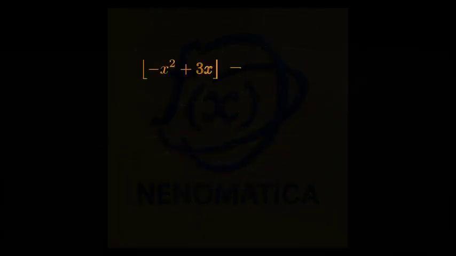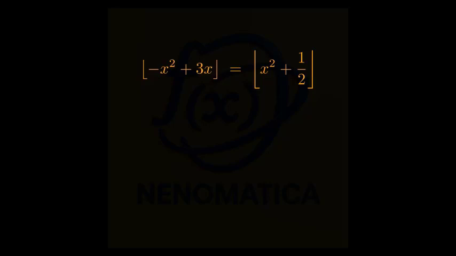In this lesson, we will solve a floor function equation step by step. The equation is the floor of negative x squared plus 3x equals the floor of x squared plus 1/2. Our goal is to find all real x that satisfy this.